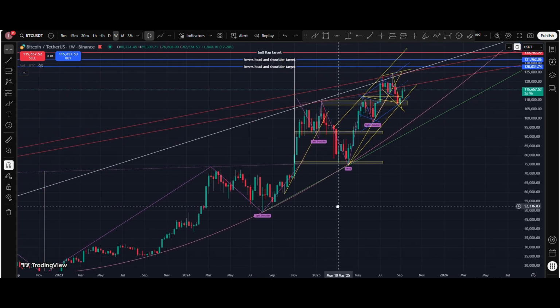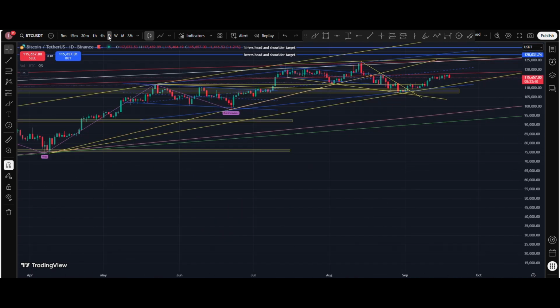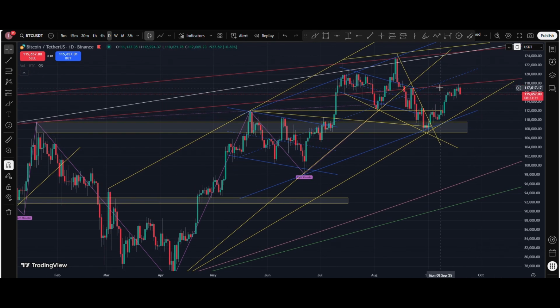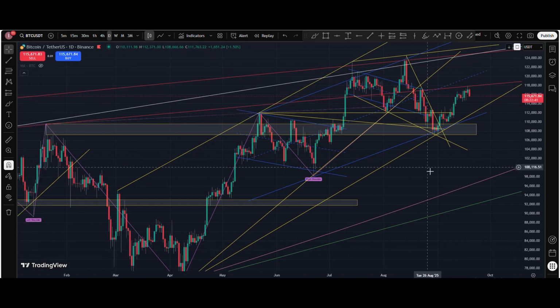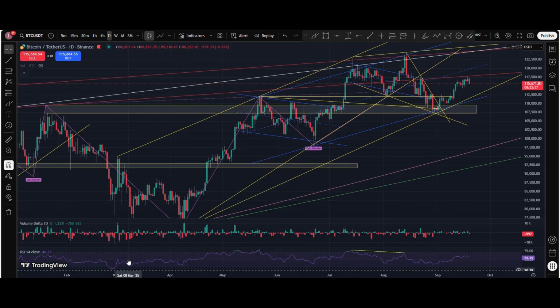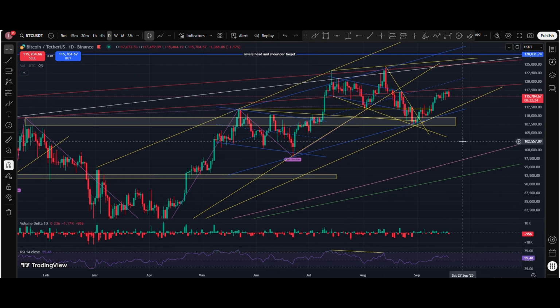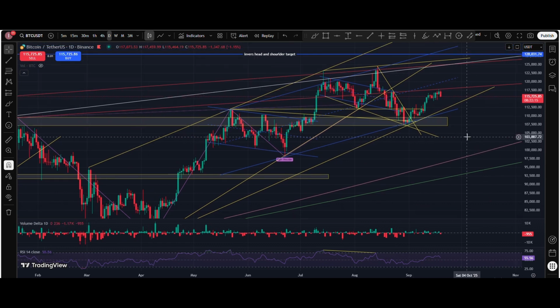So now we can move to the daily time frame. The market respects this red trend line. This is a huge resistance area. So now we can apply the RSI indicator, and actually there is no bearish divergence or anything.